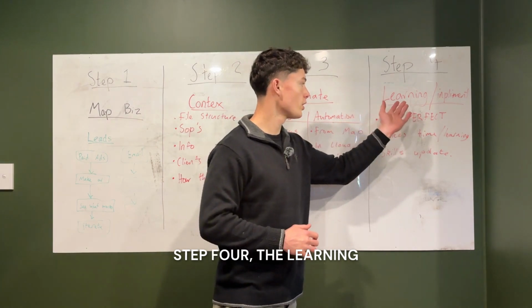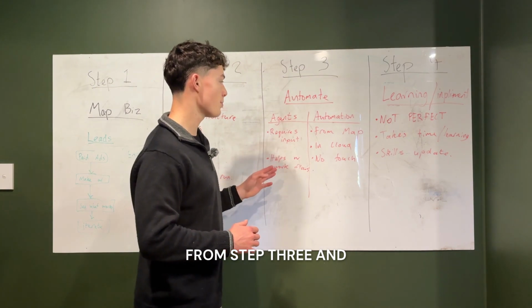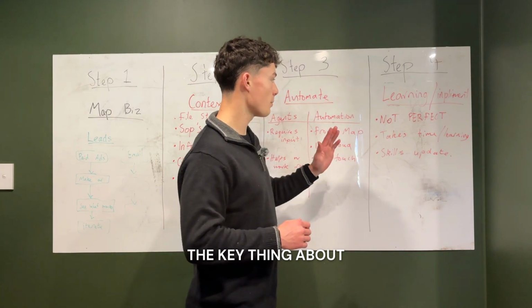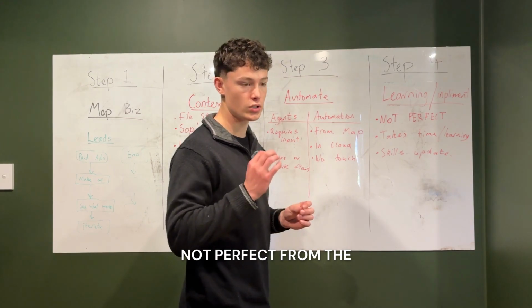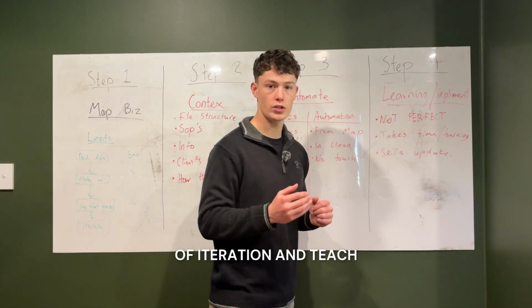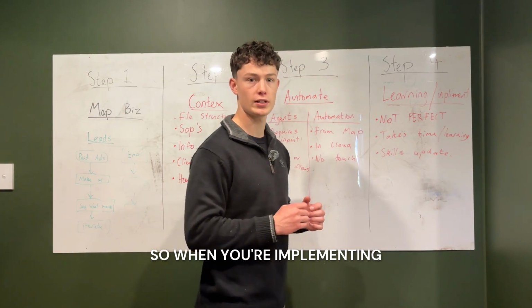Step four, the learning and implementation. So taking the automations from step three and putting them inside of your business. The key thing about this is you have to have a bit of patience because it's not perfect from the start. It takes a bit of iteration and teaching AI how to do things properly before it becomes perfect.